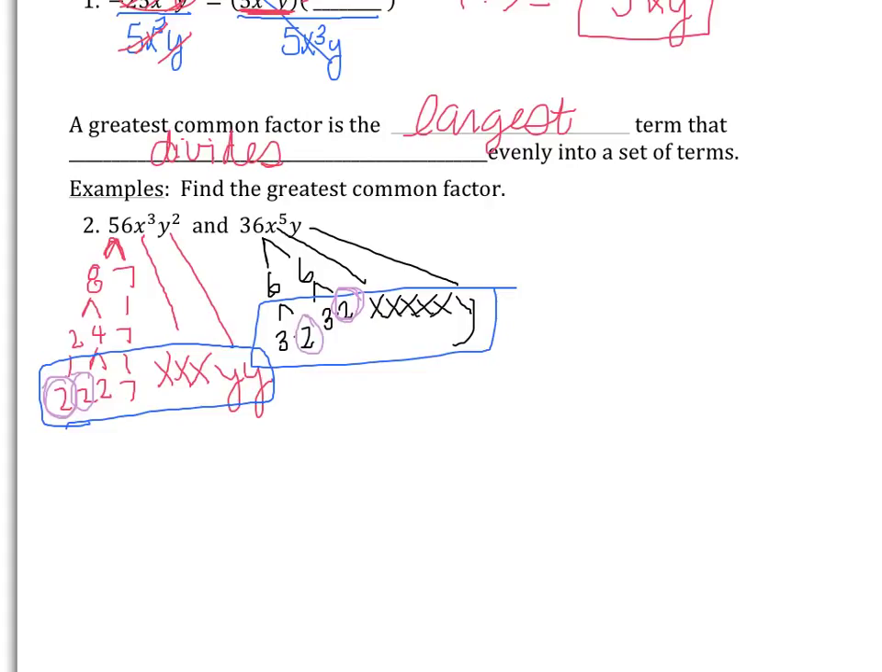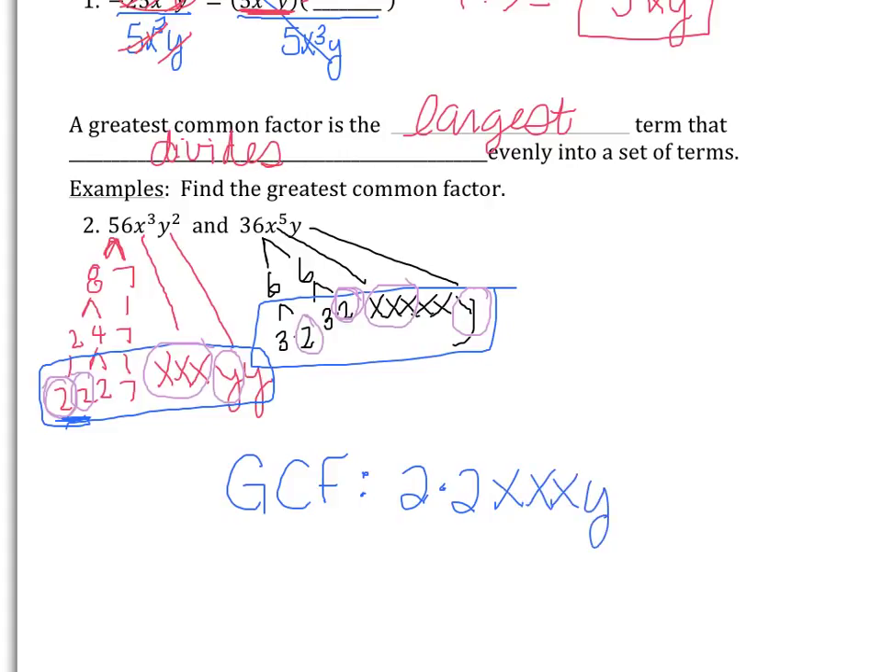Then you want to look at your x's. This one has 3 x's, so I can circle all 3 of those with 3 of these. That's what they have in common of the x's. The y's, we have 1 y here that's going to match up with 1 y here. This is what we call the GCF. Anything that they had in common is the greatest common factor. So, they each had 2 2's, so 2 times 2. They had x, x, x, and then they had y.